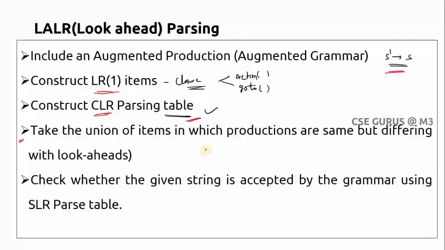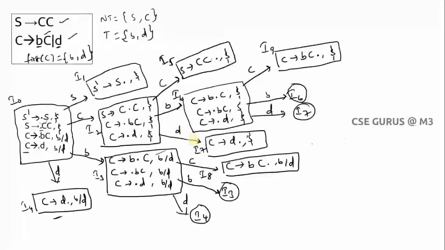I got a total of 10 items, starting from I0, I1, I2, I3 like this, up to I9. I'll check where the productions are the same but with different look aheads. Now in this you can observe clearly.